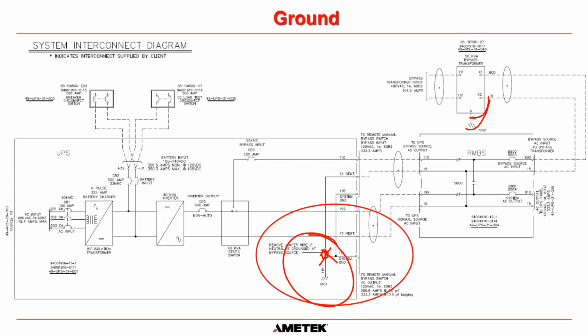It can cause circulating currents. It can cause the ground connection to carry current, and the ground connection is not a normal conductor for carrying current. So that is against the code, and please do not do it. Only connect the ground to neutral connection at one place, and that is usually at the bypass transformer.